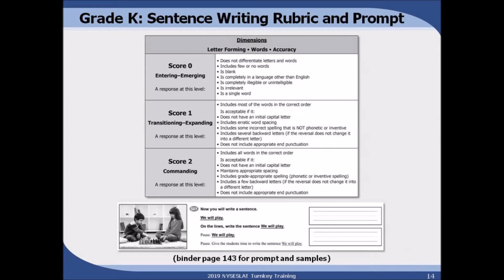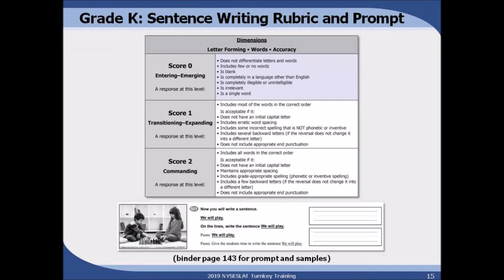Now let's look at the rubric for kindergarten sentence writing. It is on page 143 of the Turnkey materials. The dimensions are letter forming, words, and accuracy. A response will get a score of 0 if it does not differentiate letters and words, includes few or no words, is blank, is completely in a language other than English, is completely illegible or unintelligible, is irrelevant, or is a single word.